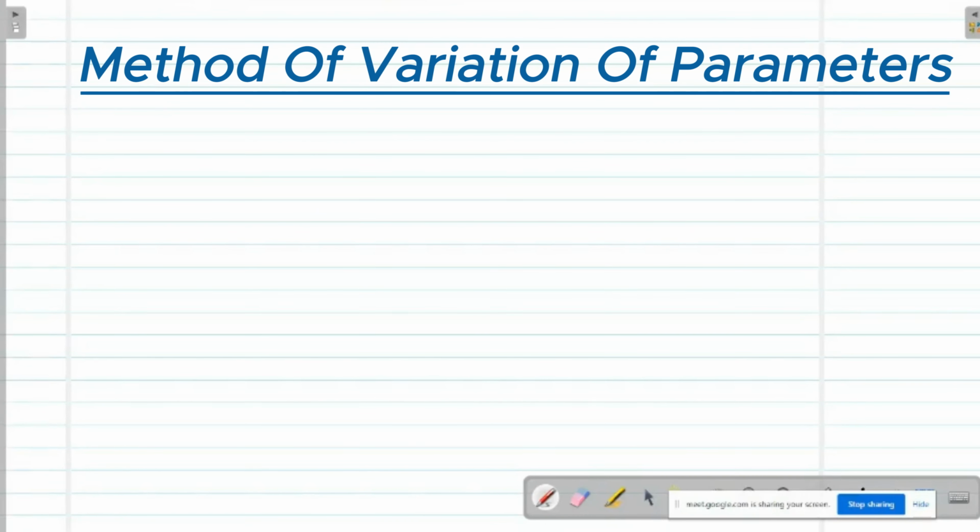The next important topic is the method of variation of parameters, which is one of the most important topics of your differential equations with constant coefficients. And this method is known as what? General method.